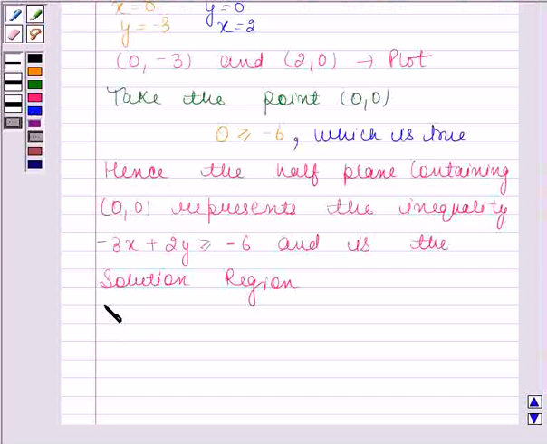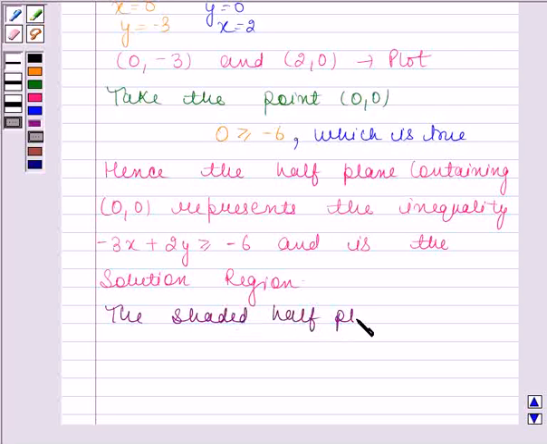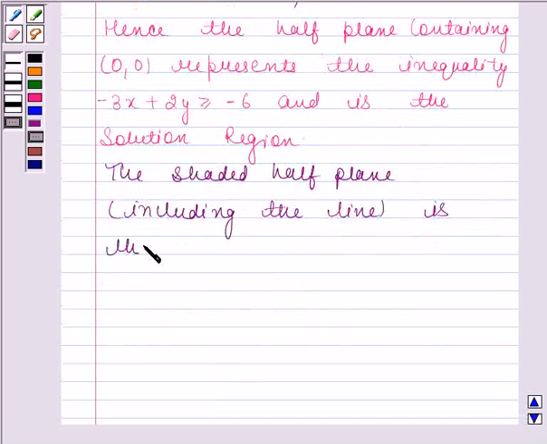Therefore, the shaded half plane including the line is the required graphical solution. This is our required answer.